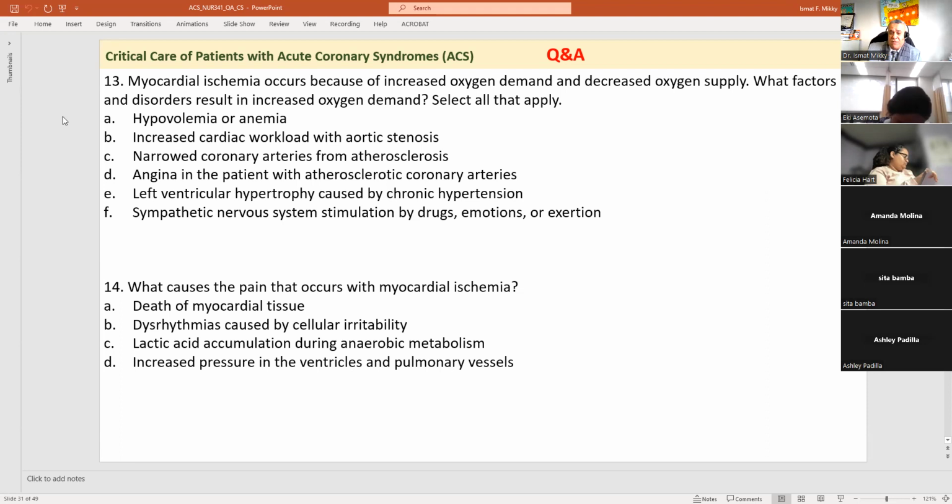That's an example of how drugs sometimes do this, and there are other drugs that may increase the heart rate, like atropine. It will increase the heart rate because it's an anticholinergic. So 14. What causes the pain that occurs with myocardial ischemia?